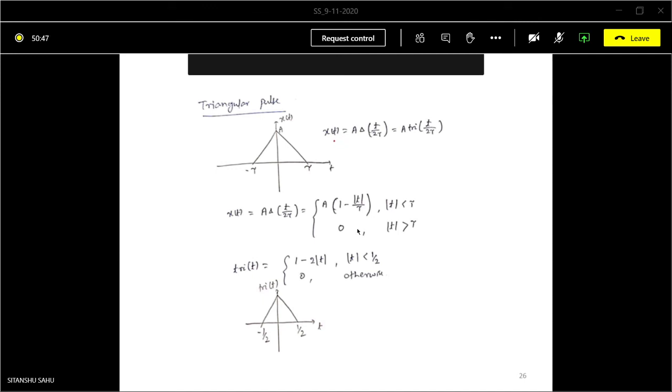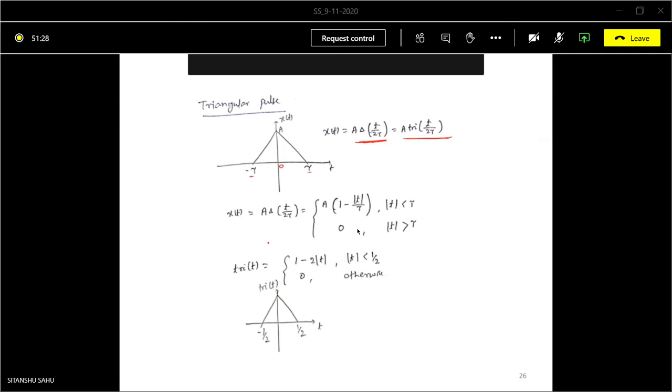Similarly, the triangular function. We write it as A into triangle of t by 2 tau. This is the mathematical representation of the signal. It represents that the magnitude is A at t equal to 0. Then it starts decreasing and goes up to tau on the positive side and minus tau on the negative side. That's why the length is 2 tau, and why it is written as A into triangle of t by 2 tau.